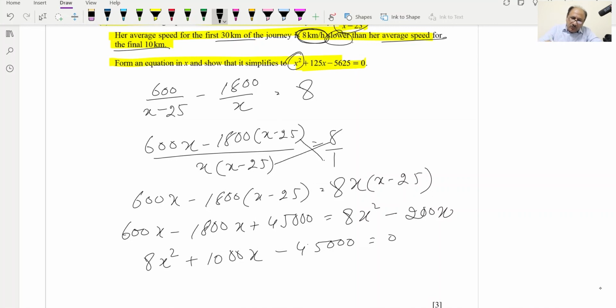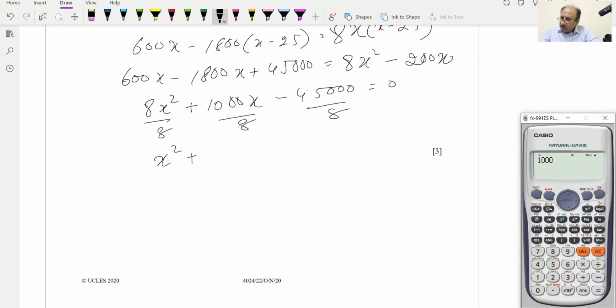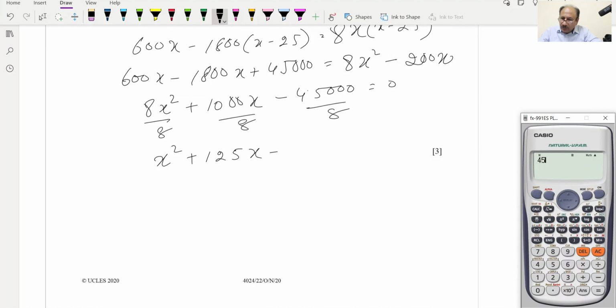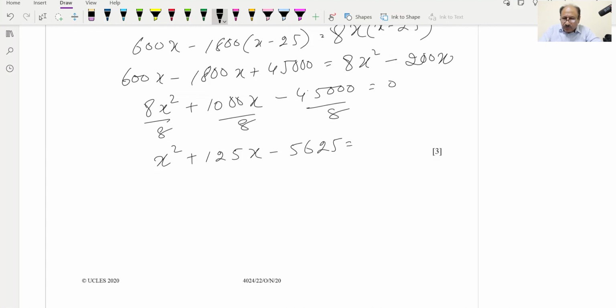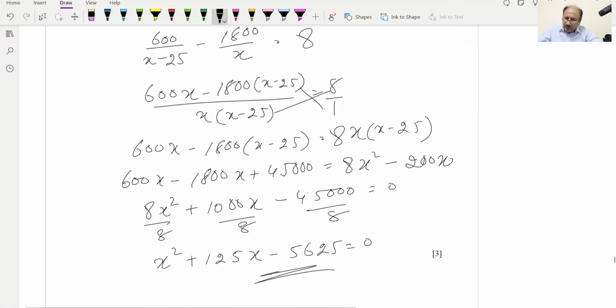Now we need x squared, so we'll divide everything by 8. Dividing everything by 8, we get x squared plus 1000 divided by 8, which is 125x, and minus 45000 divided by 8, which is 5625, equal to 0. This is basically the equation they were looking for, and this is for 3 marks.